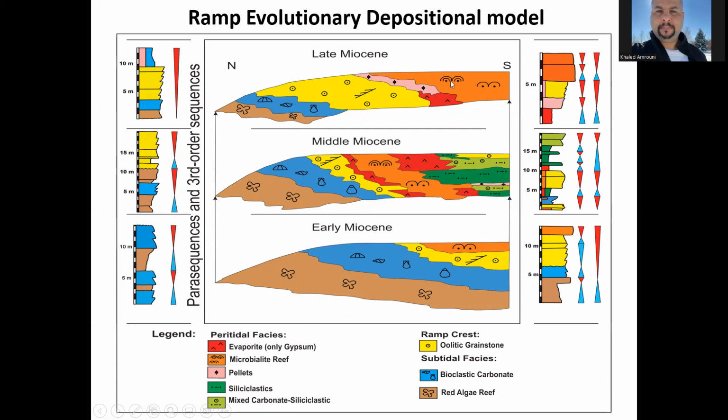As we go late, we see more peritidal microbial facies, peloidal and evaporites, oolitic, and very little bioclastic and red algae. So it shows shallowing upward as we go through time from early to late Miocene, early, middle, late.